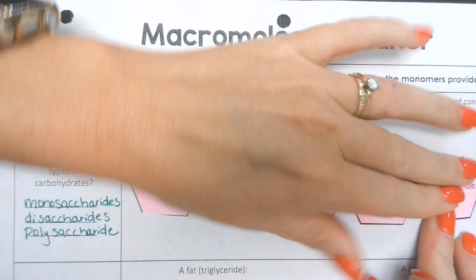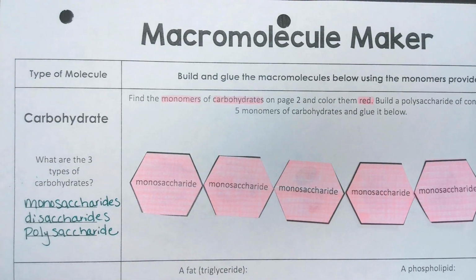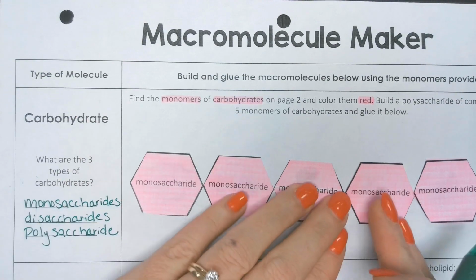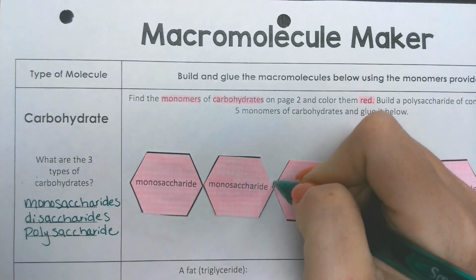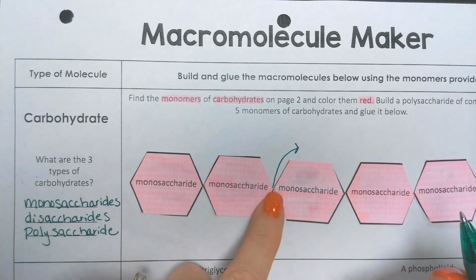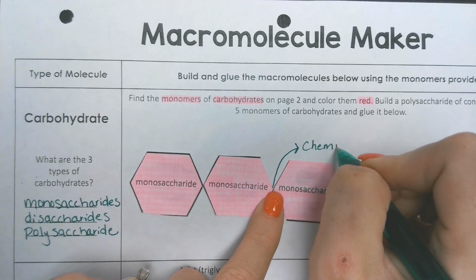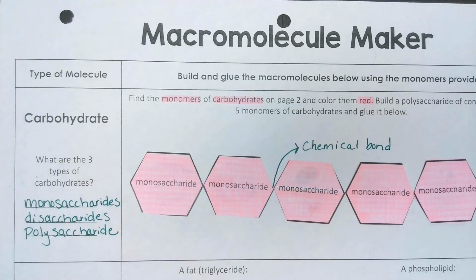This doesn't have to be perfect, just make sure that your little points here are touching. And that's representative of the bonds. Hopefully you did yours a little straighter than me. Mine's kind of crooked. All right, let's come in here and label this point where the two monosaccharides come together. Let's just write chemical bond to remind us that those are bonded chemically.